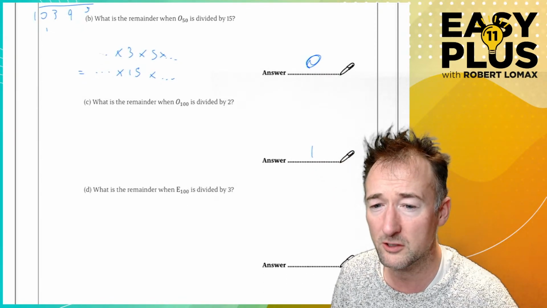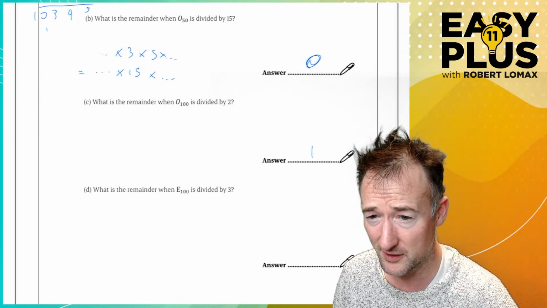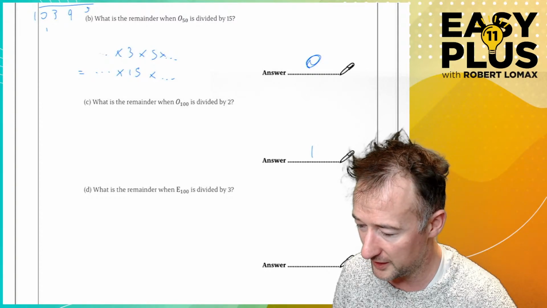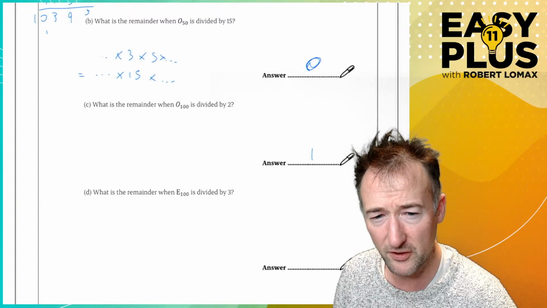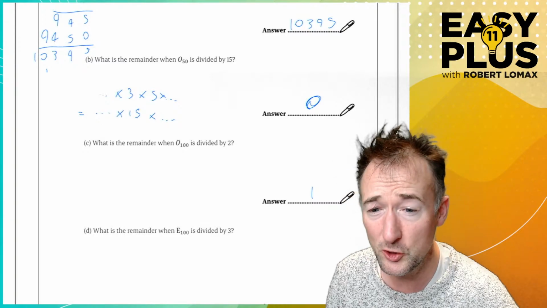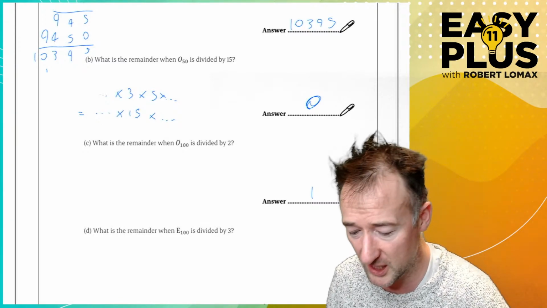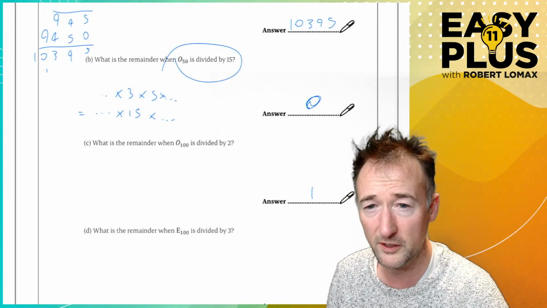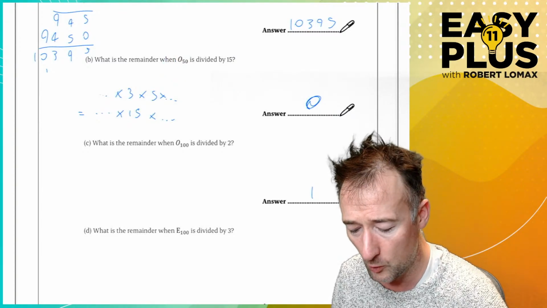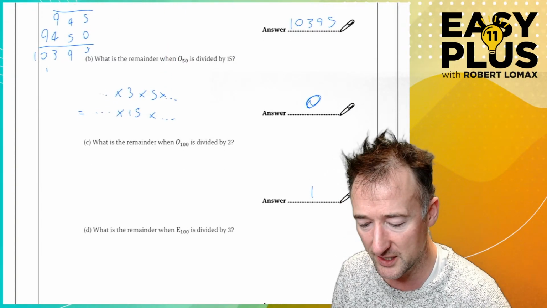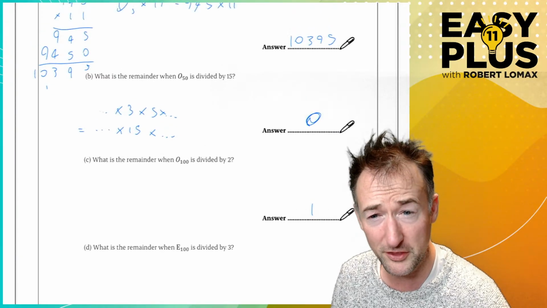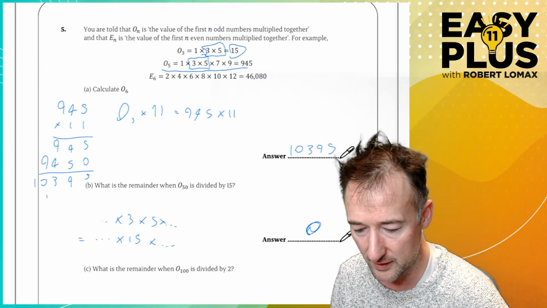What is the remainder when E100 is divided by 3? So the first 100 even numbers. You could get very puzzled on this, but think about what we did up here when we were looking at 050 divided by 15. We looked at which things were inside that number. Is there a 3 anywhere there?